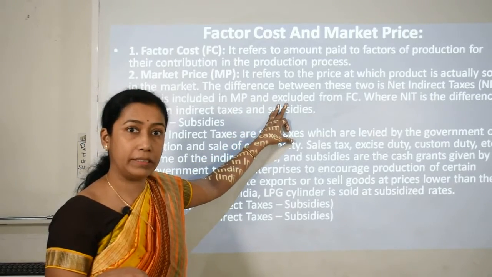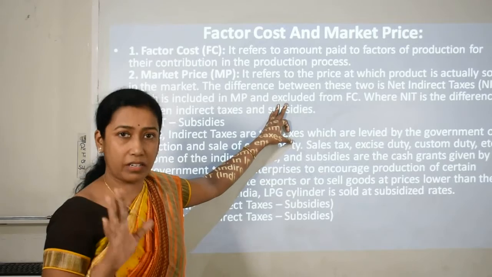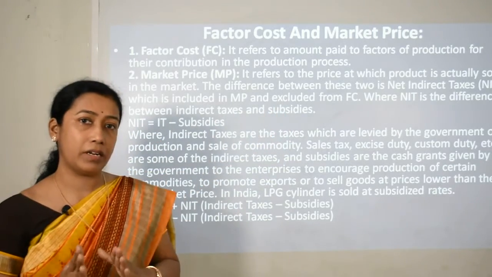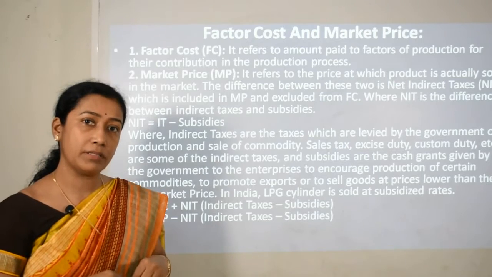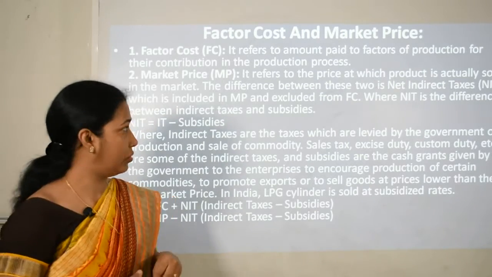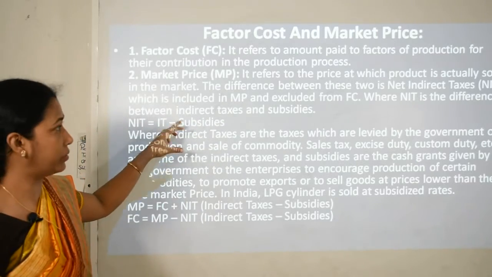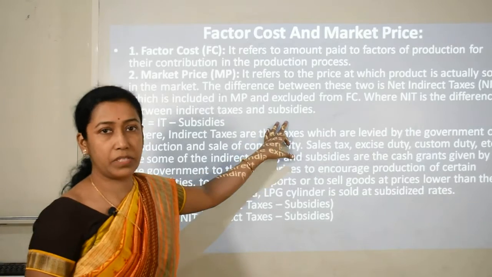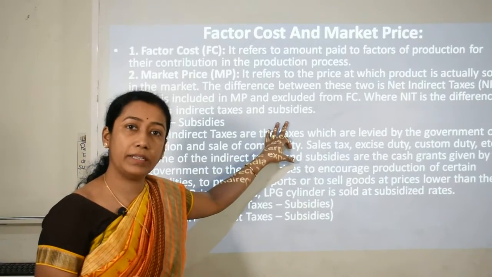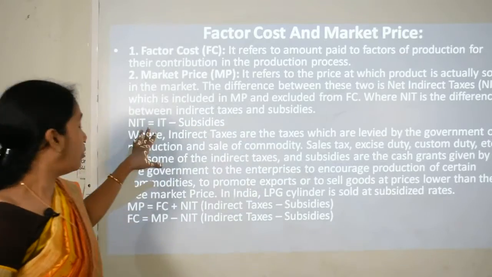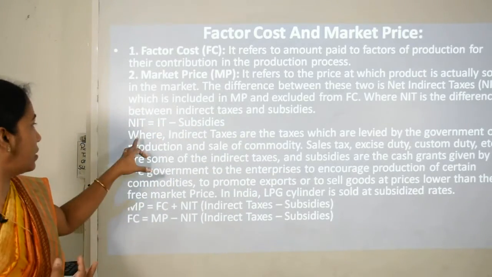Now what is net indirect tax? Indirect tax minus subsidy gives us net indirect tax. So this net indirect tax will be included in market price, whereas it is excluded or eliminated in factor cost when we try to find out factor cost. Net indirect tax is the difference between indirect tax and subsidy, as I said. It is indirect tax minus subsidies. Now what are subsidies? We will discuss.